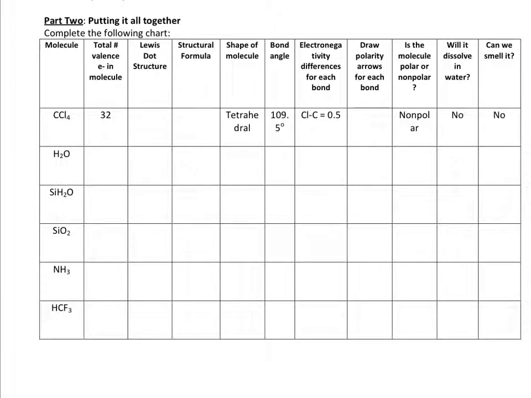If we take a look at our periodic table, remember, carbon has 4 valence electrons, chlorine has 7, and if we have 4 chlorines, 7 times 4 is 28, plus the 4 from carbon, that is a total of 32 valence electrons. So when we do our Lewis dot structure, we're going to have 32 dots. Oh my goodness. So let's do that real quick.